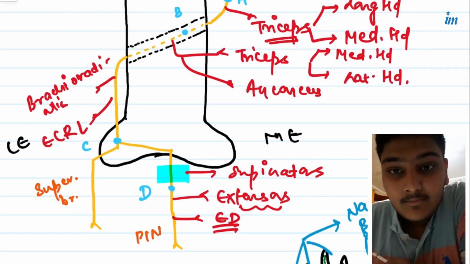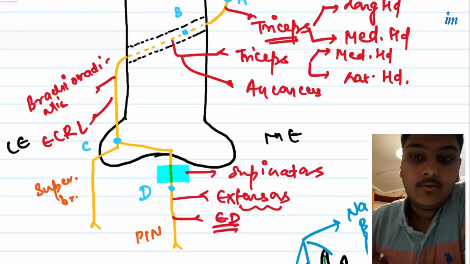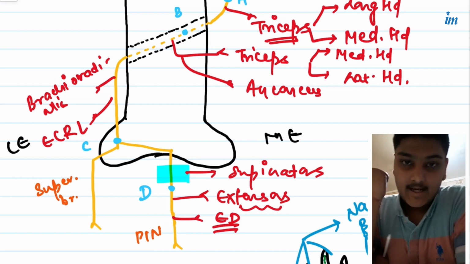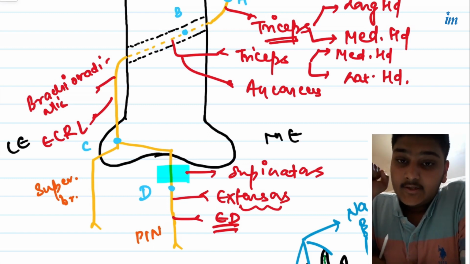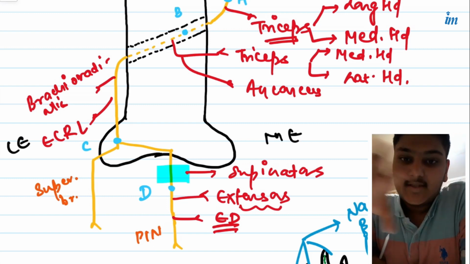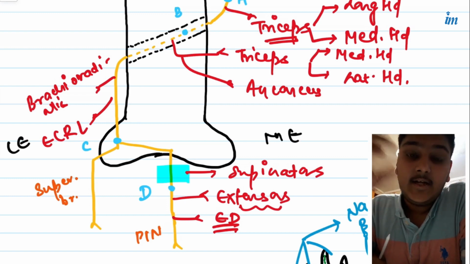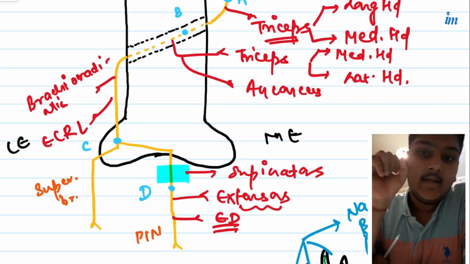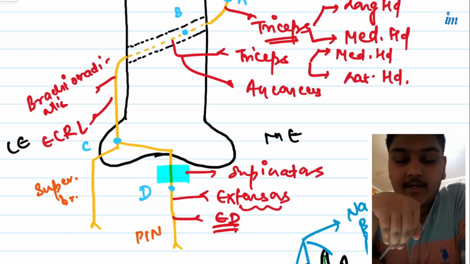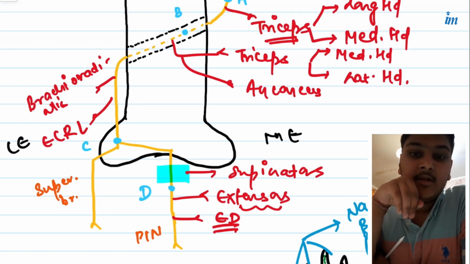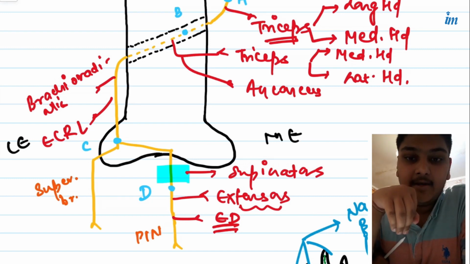Since your triceps will be gone, you won't be able to extend your arm. Your arm will be flexed. Since your extensors are gone, that is wrist extensors and extensor digitorum, which is for the fingers, there will be wrist drop and finger drop. Therefore, flexed arm, wrist drop and finger drop.